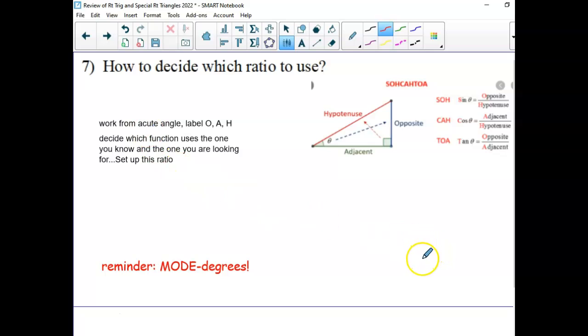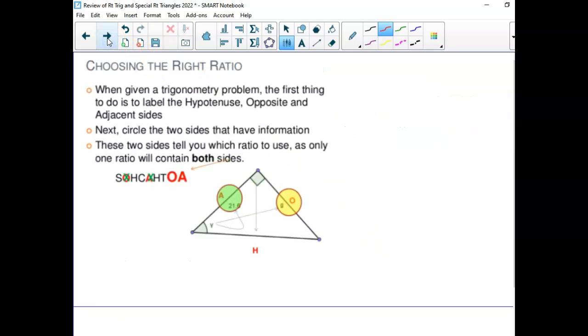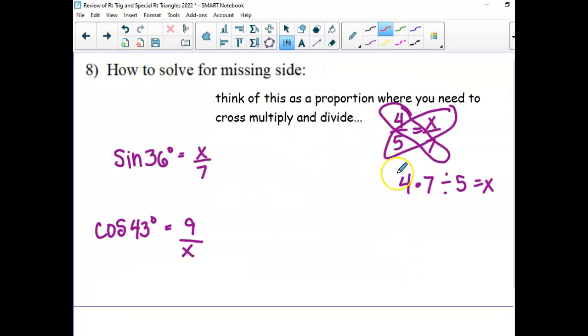All right, now we are going to use those ratios to solve. Let's just talk for a second about the idea of a proportion. A proportion is when you set one ratio equal to another and you do the whole cross multiply and divide.